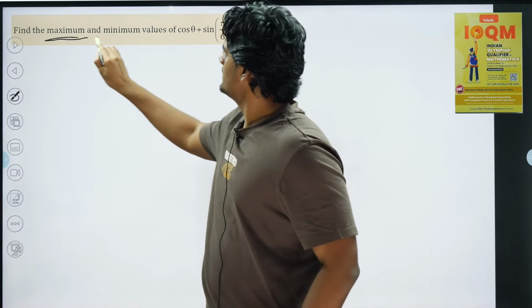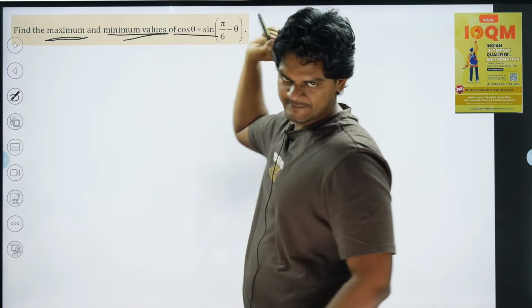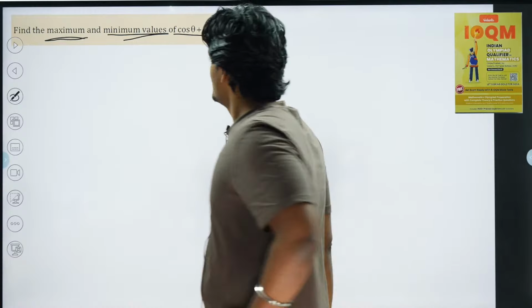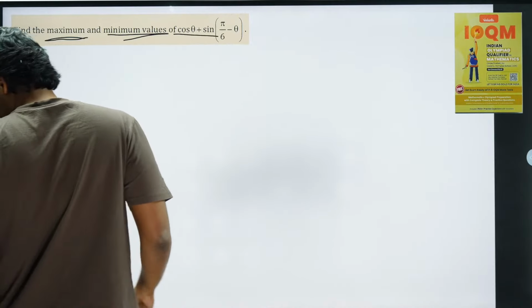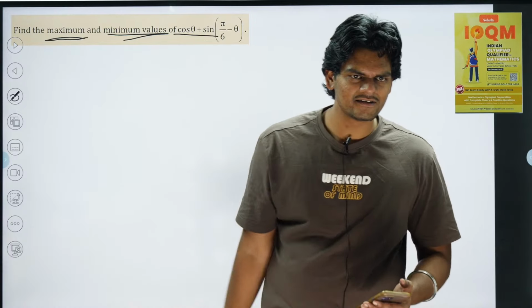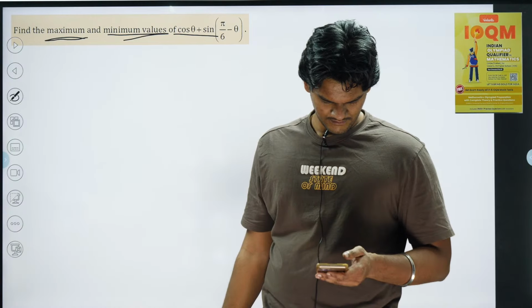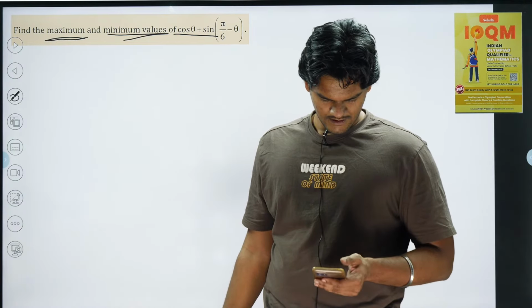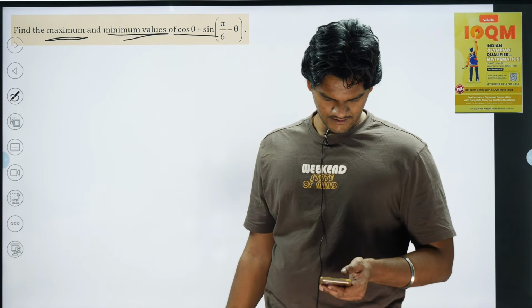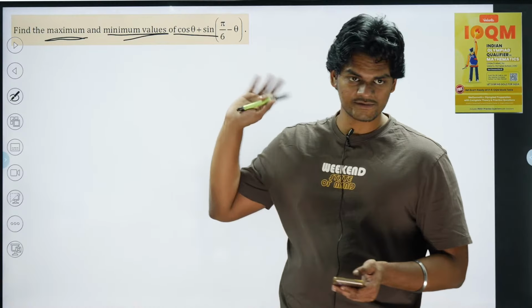Find the maximum and minimum value of this expression. So are you guys even doing something a little bit? Do this, do this.